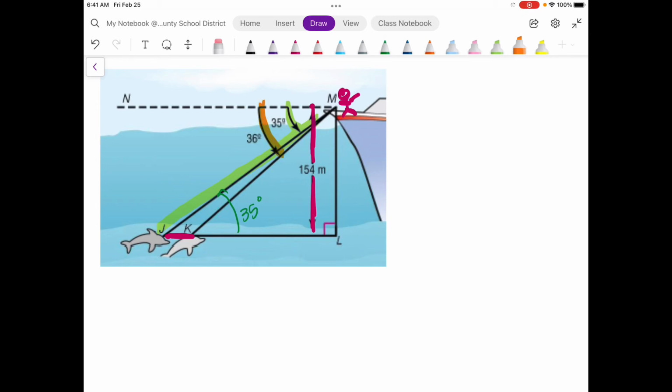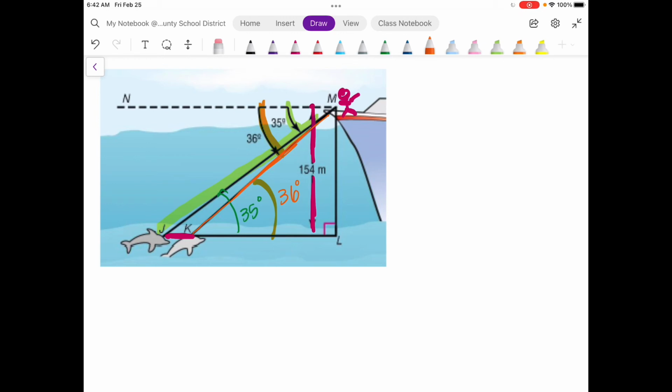Okay, so when we transfer that to the alternate, using alternate interior, that means this is going to be 36. So be careful that we're following the line and we're transferring that information correctly. Find the distance between the 2 dolphins. Okay, so we are actually going to split this up into 2 separate problems.